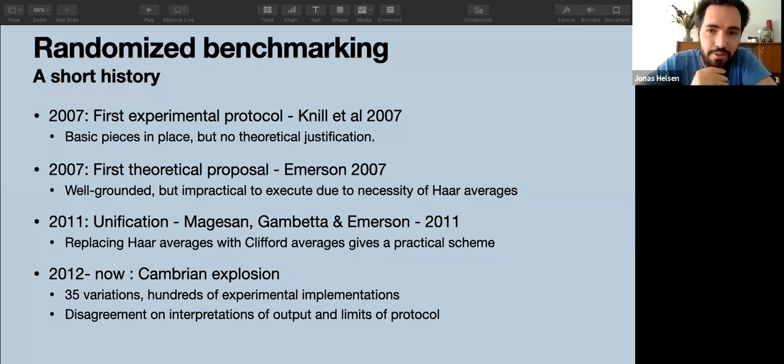This has died down a little bit, but with all of these variations, there was a lot of disagreement on how to interpret the output of all of these things and what precisely the limits of validity of this thing are. Because very often people generalized without proving that in this new framework, the same guarantees would hold.